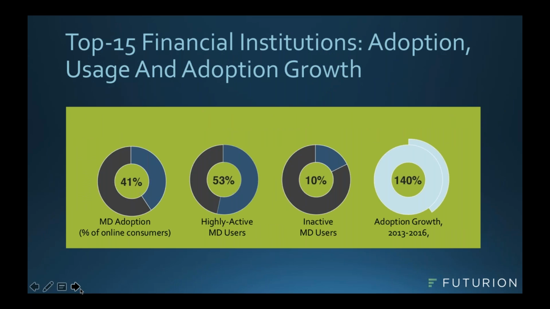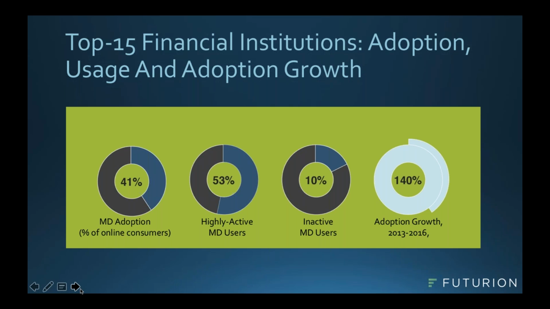Adults who have a connection to the internet, not necessarily online banking users, but just people who are online in some fashion. Well, for the average bank, 41%, or 4 in 10, of their customers who are online are mobile deposit users. Now, among that 4 in 10, if you look at the 2 center bubbles or donut graphs, 53%, or half of those mobile deposit users, are highly active.